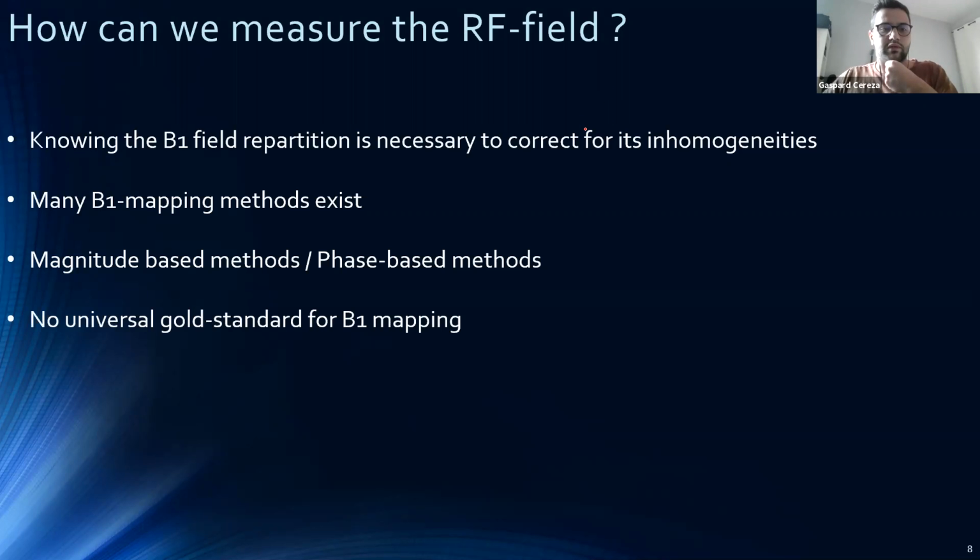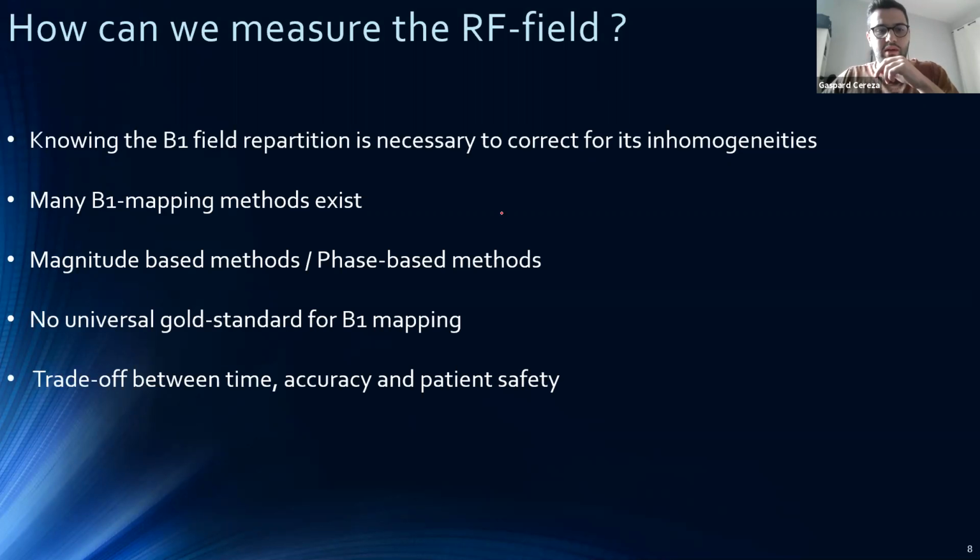And so far, no universal gold standard method has been developed to map the B1 field in the body. All the methods that we can find are a trade-off between the time required to acquire the maps, the accuracy of the flip angle or the B1 field, which are related, and the patient safety, because mapping the B1 field requires RF pulses in the patient, and that can be a SAR concern.